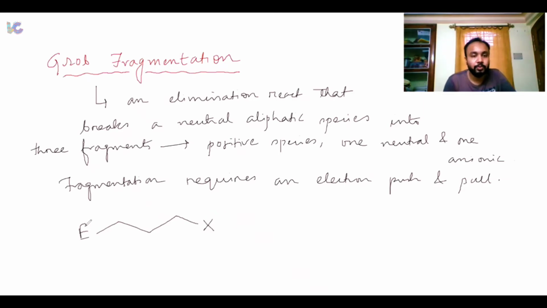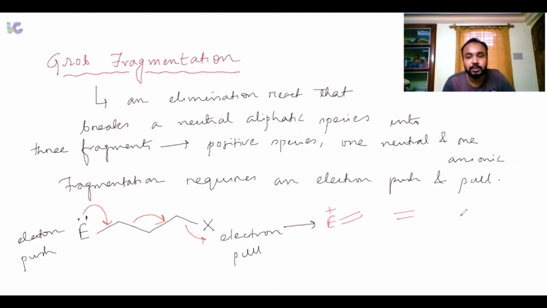We have an X group, the electron donating group, which is the electron push from this side, and here the electron pull. That means it will go like this. This one will push the electron, this bond will get shifted, and this will leave. That means we will get a positive species, a neutral species, and an anionic species. So we are getting three fragments.